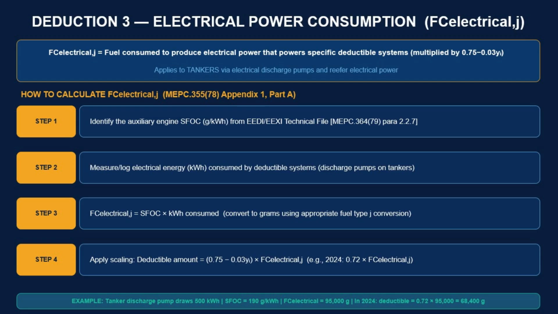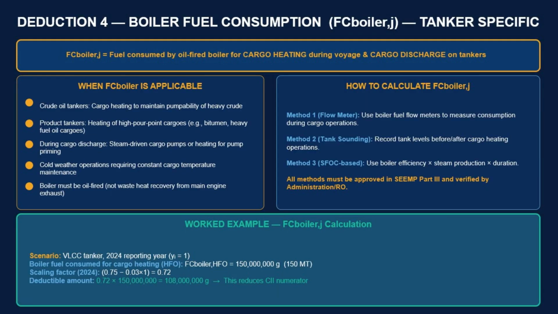For example, if the discharge pump consumes 500 kilowatt hours and SFOC is 190 grams per kilowatt hour, the fuel consumed is 95,000 grams. For 2024, 72% is deductible, giving a deduction of 68,400 grams. Boiler fuel deduction is unique to tankers. It applies to fuel consumed for cargo heating and discharge operations.